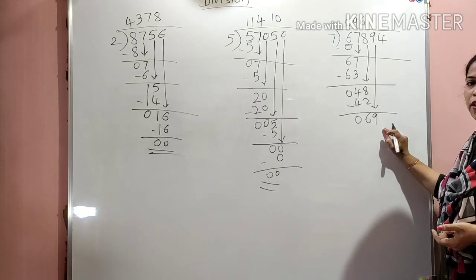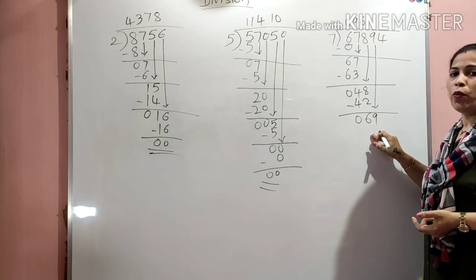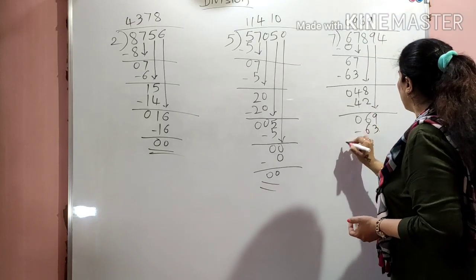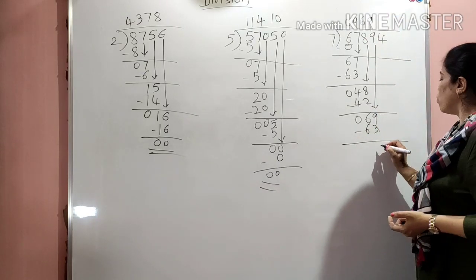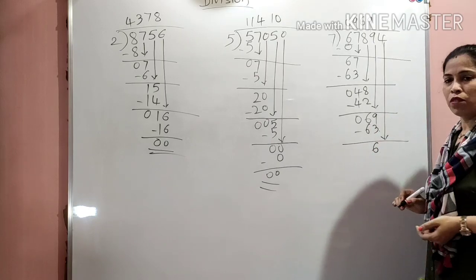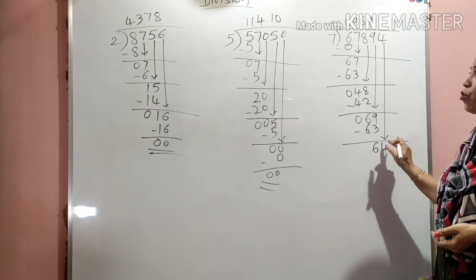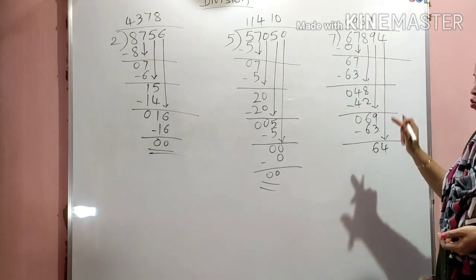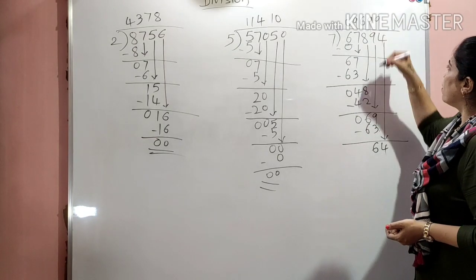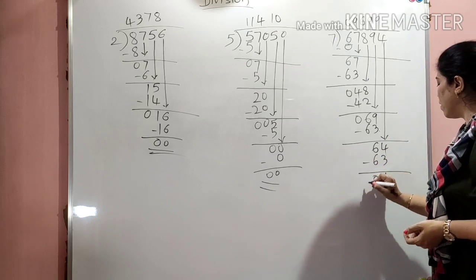Again 69 is not there in your table of 7. So you will take smaller than 69. Which number will you take then? 7 9s are 63, you will take. Okay. So 9 minus 3 is your 6. Then this 4 will come down. Okay. So what did I get? 64. Again 64 is not in the table of 7. So smaller than 64 we will take. What will you take then? 7 9s is 63. Minus, 4 minus 3 is 1 and 0.